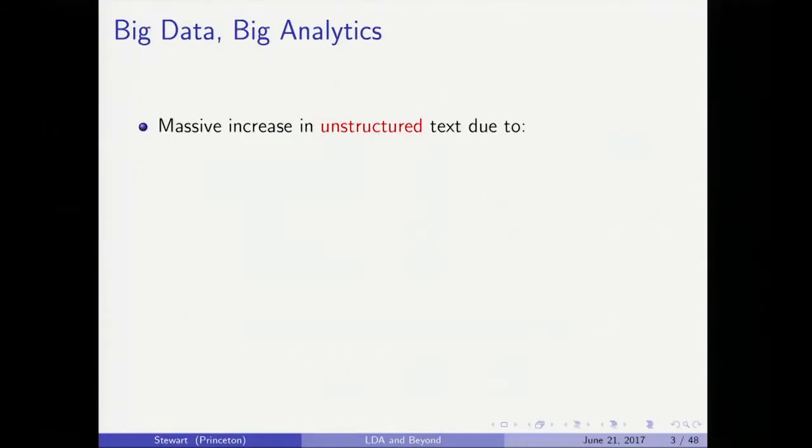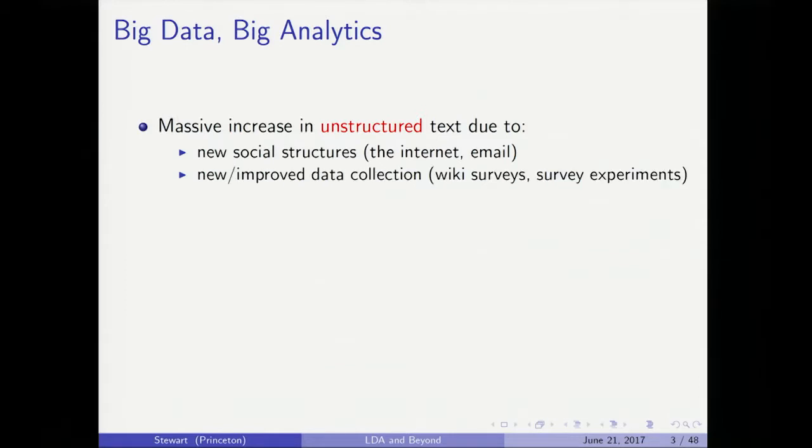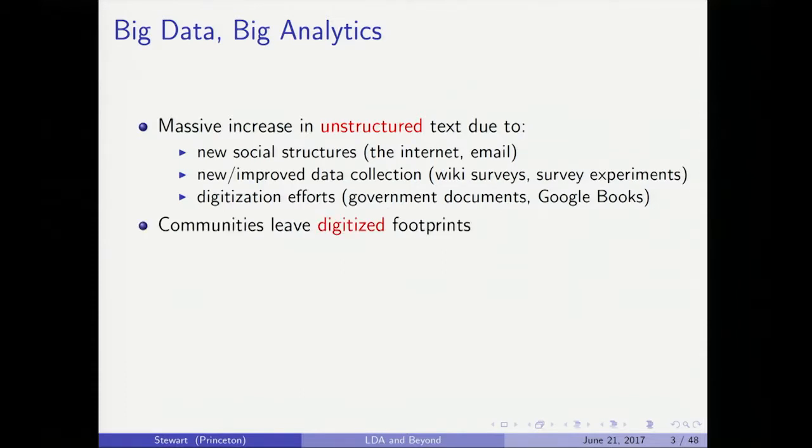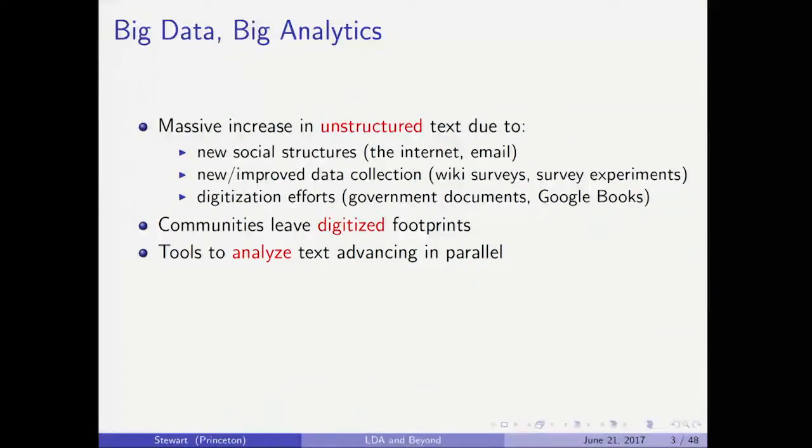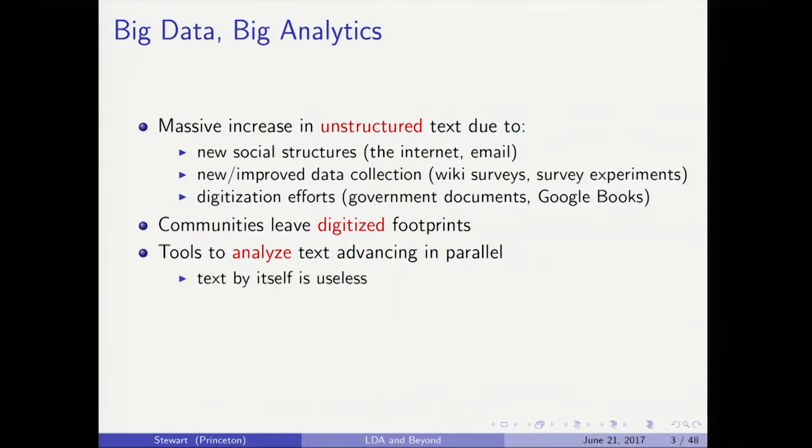Okay, so the backdrop here, as Chris mentioned earlier today, is that there's been this massive increase in unstructured text due to all of these different new things, new social structures, new improved data collection, new digitization efforts, and communities have left digital footprints that potentially we want to track, we want to measure, we want to understand. And so tools for analyzing this text have also been advancing in parallel. Gary talked about some last night. I'll talk about some more today.